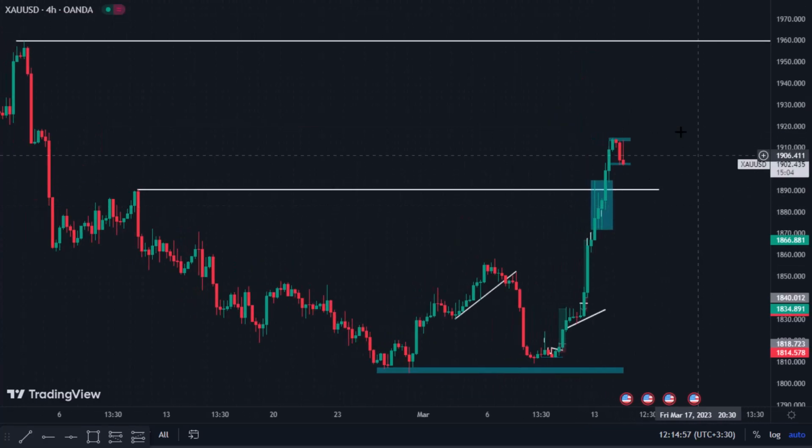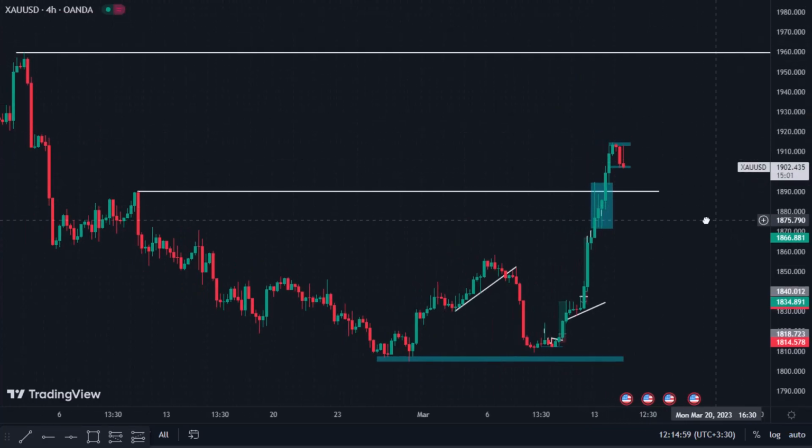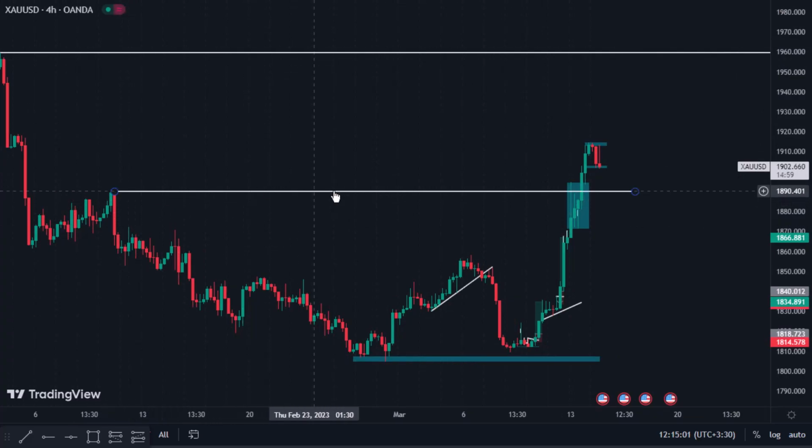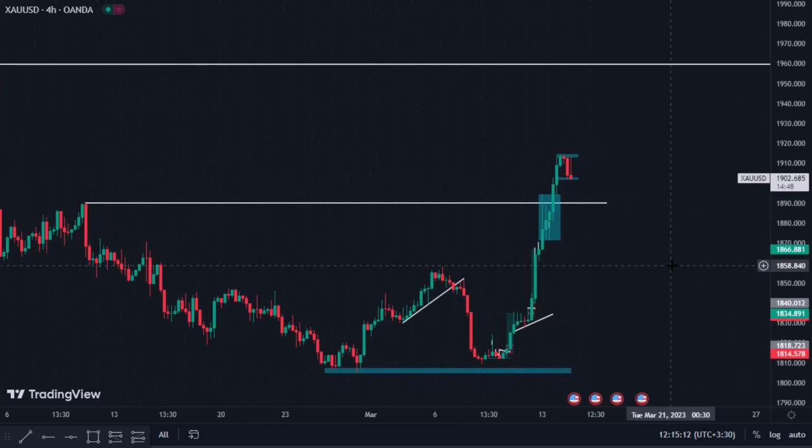In my previous video, which you can check up there, I told you that we have this resistance line here. If we can close this candle here, which broke this resistance, if that candle was closing like a pin bar, which didn't, we could go for sell positions, right? But it didn't close like that, and instead the candle closed like a nice green candle and broke this line and started going up.